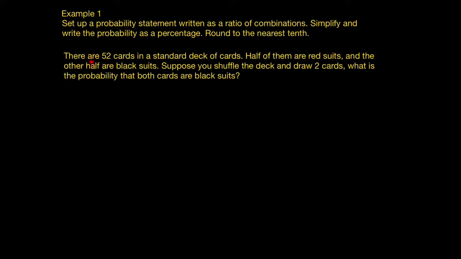So let's begin. There are 52 cards in a standard deck of cards. Half of them are red suits and the other half are black suits. Suppose you shuffle the deck and draw 2 cards. What is the probability that both cards are black suits? And recall, in order to get the probability of any event, we've got to get the ratio between the number of possibilities and the sample space.